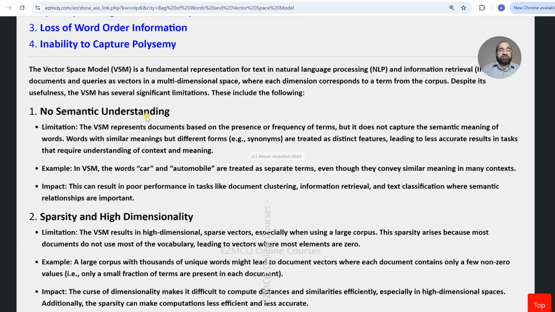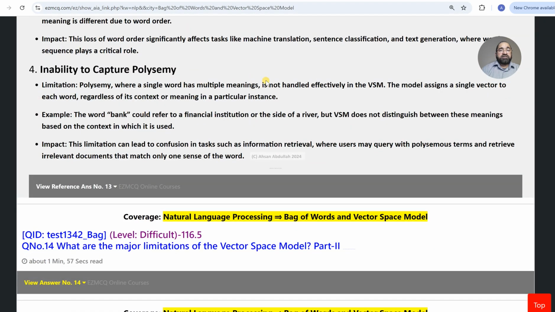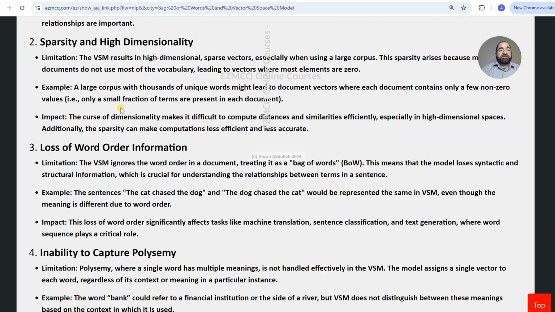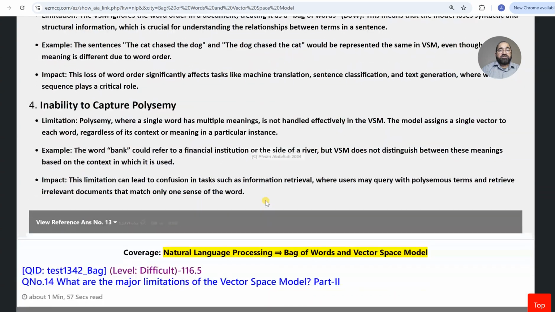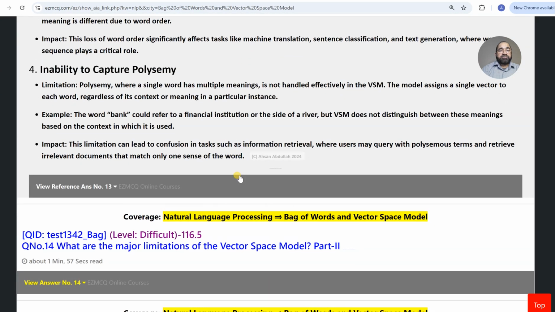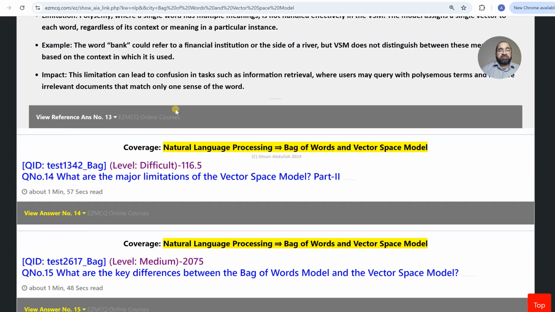Inability to capture polysemy. How is it so? For example, if you talk about the bank, this example I've given a number of times, the bank can be a financial institution, the bank can be the bank of a river, but since there is no word order information, it's lost what the meaning was of the word bank with the same spelling. And so this is an issue over here.